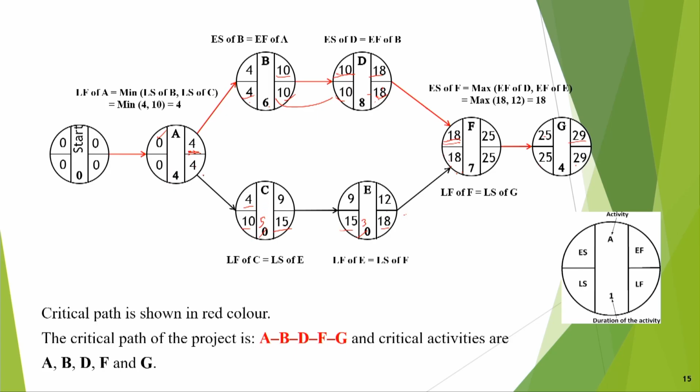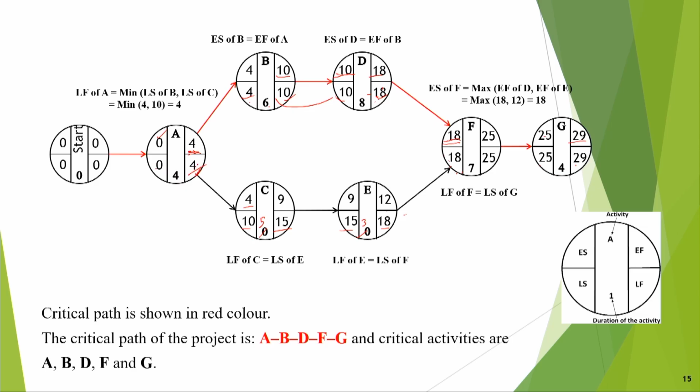But you have to take the minimum one. Therefore you will put 4 only, the minimum of the latest start of B and the latest start of C, because from activity A two other activities succeed, B and C. That means activity A is the immediate predecessor of activities B and C. The latest start of B is 4, but the latest start of C is 10, and you have to take the minimum of that. So it is 4, and then 4 minus 4 is 0.